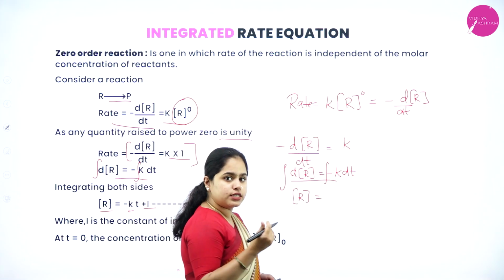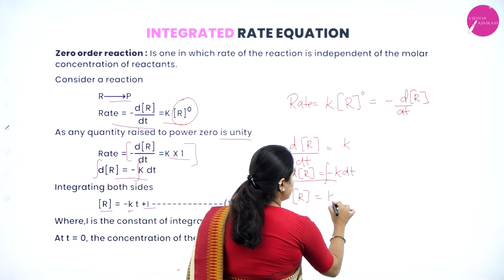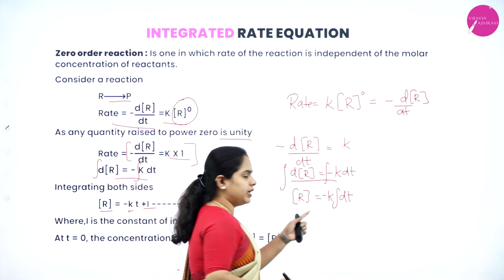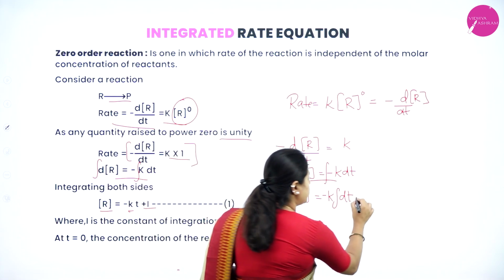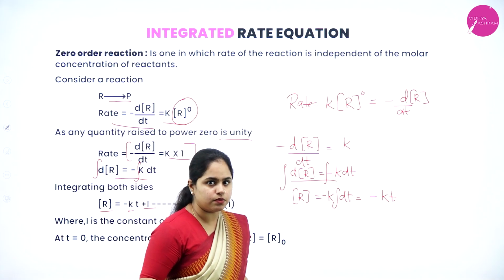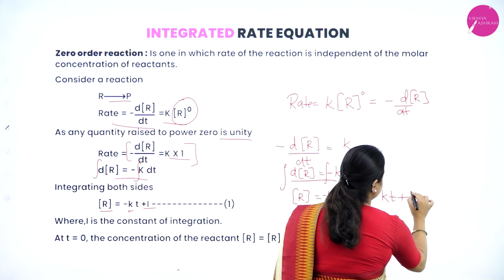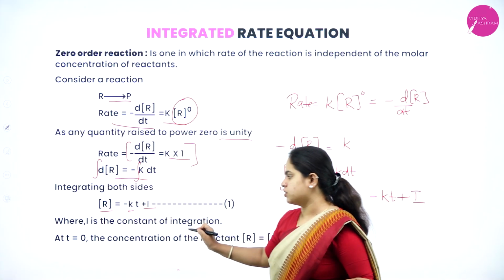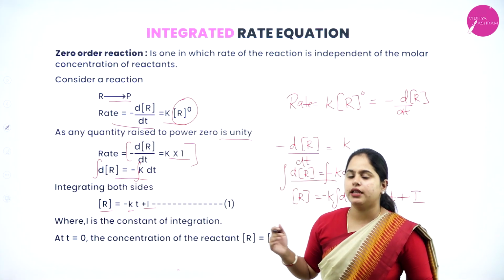Right? And the constant will be taken outside. That means minus k integral dt, right? Minus k integral dt. So what happens? Minus kt, right? Integral dt becomes t plus a constant I. A constant will also be added, where I is the constant of integration. So I hope till here it is clear.